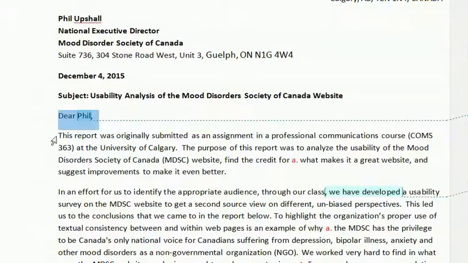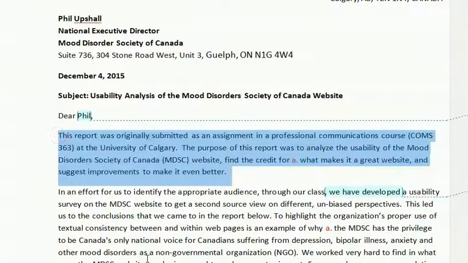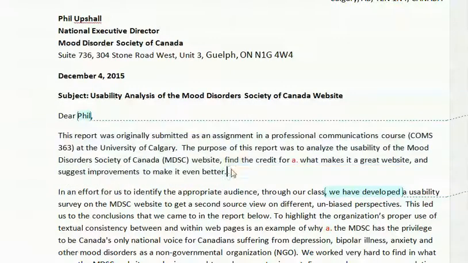Mr. Upshaw, or Dear Director Upshaw. Some other good features about this is that it doesn't assume that the reader knows what our course is, or even has read carefully the address above, and so it identifies who people are, and says the purpose and what the report really is. It also has some motivating features, saying what makes it a great website and suggesting improvement to make it even better. That part helps to motivate the reader to continue reading the letter and to find some use in the report without it being all about negatives.